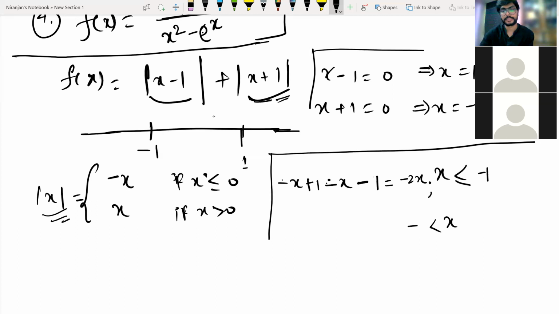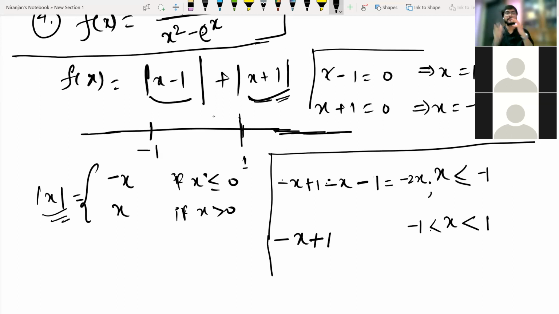Then when your x is in between minus 1 and 1, what is your first term? X minus 1. And what is the root of this one? 1. So your x minus 1 is actually going to open as negative of this term.